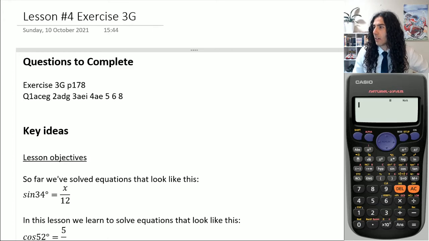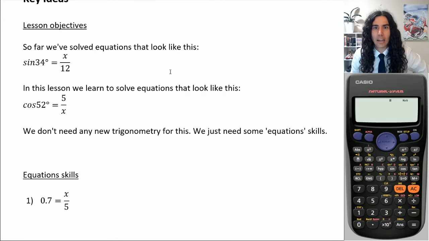What we have so far, we've solved equations that look like that, where the x is on the top. In this lesson, we learn to solve equations that look like this, which is almost exactly the same, except the x is now on the bottom. And we don't need any new trigonometry, we just need some equation skills.